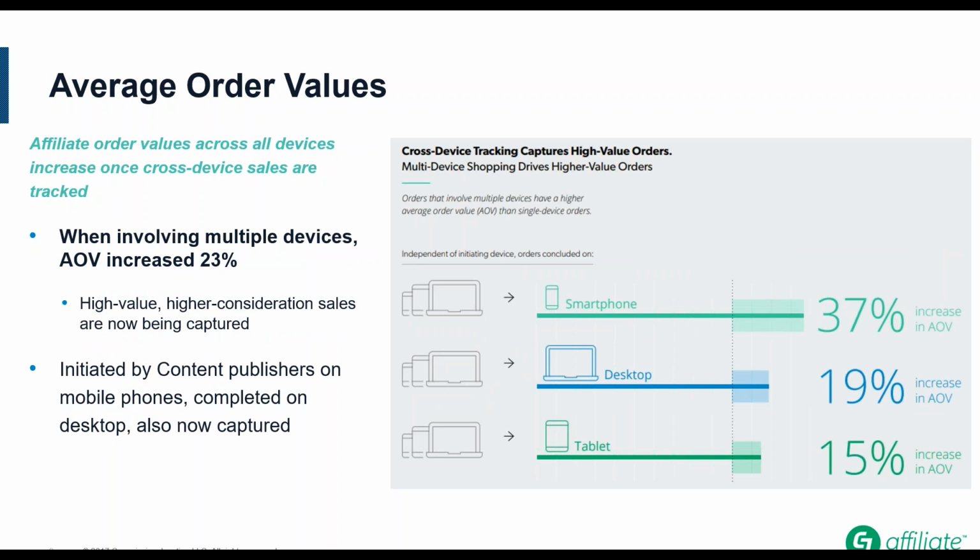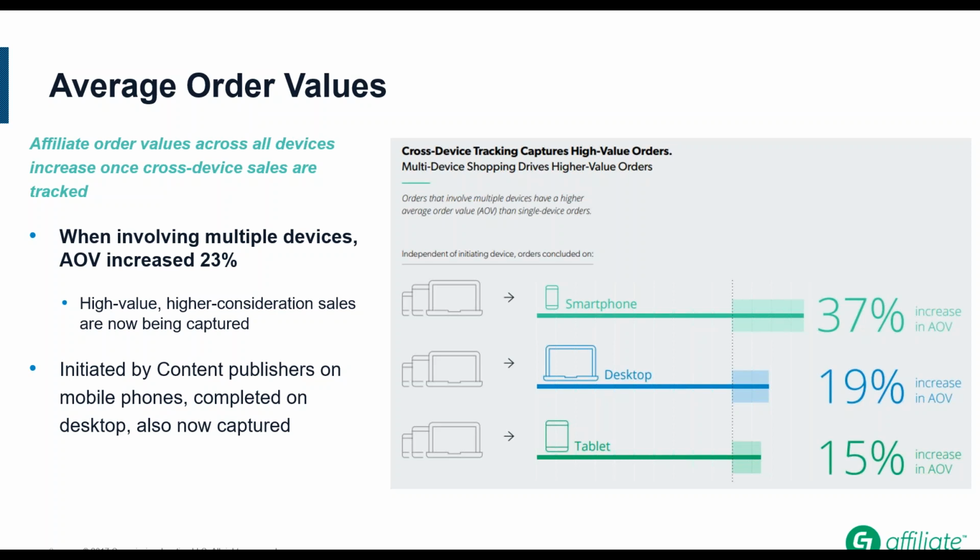You say that tablets are declining in use, but they still drive the highest AOV. And what more can you say that this report shows us about average order value? Well, one of the big takeaways from this report and cross-device tracking overall is the impact that cross-device tracking has on average order values. So as you can see here, we found that orders which involve multiple devices result in higher average order sales. Cross-device sales have AOVs that are 23% higher than single device orders.